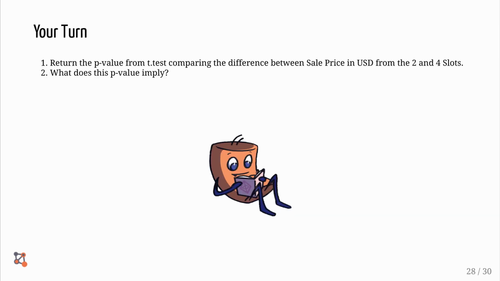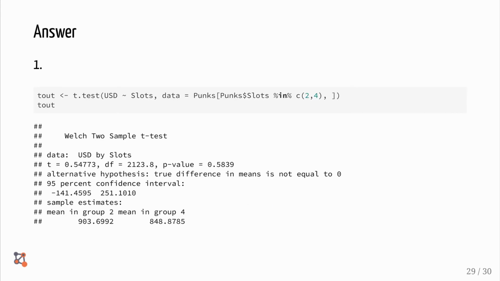Now it's your turn. Return the p-value from the t-test, comparing the difference between the sale price in USD from the 2 and 4 slot punks. What does this p-value imply? Here are the answers for you to look at.